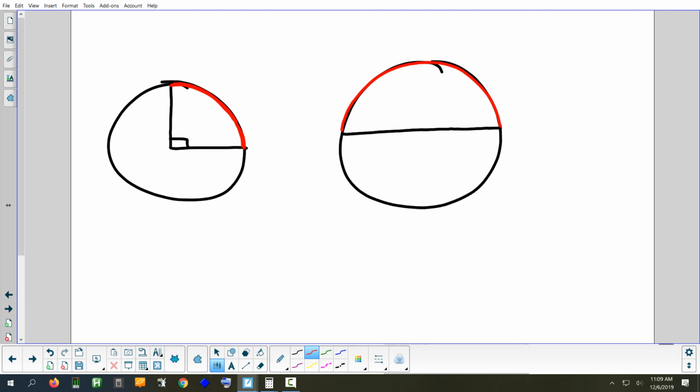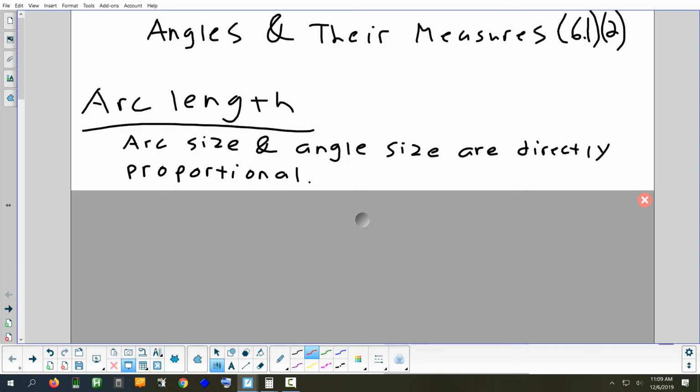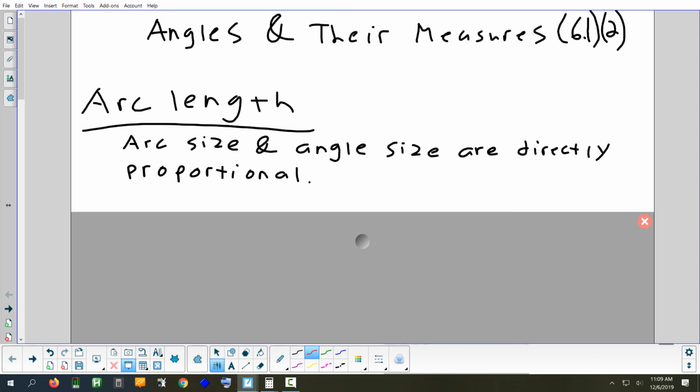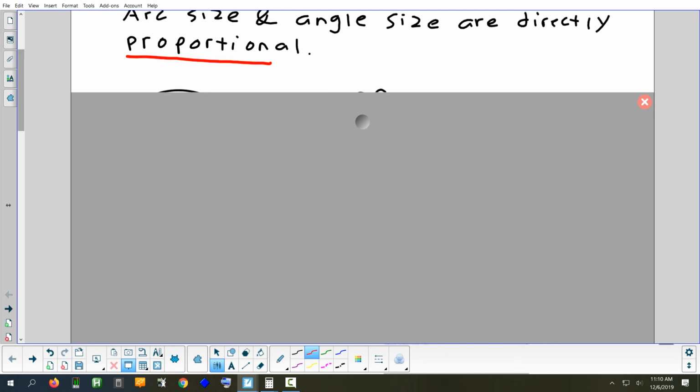That's what directly proportional means. If you double the size of this angle, then you double the size of this arc. If you made this angle half as big, you would make the arc half as big. So however you change the angle, the arc changes exactly the same way. And that's called directly proportional. So, if two things are directly proportional, then what you can do is set up a proportion to solve a question about them. If they weren't directly proportional, you couldn't set up a proportion. But they are, so we will.